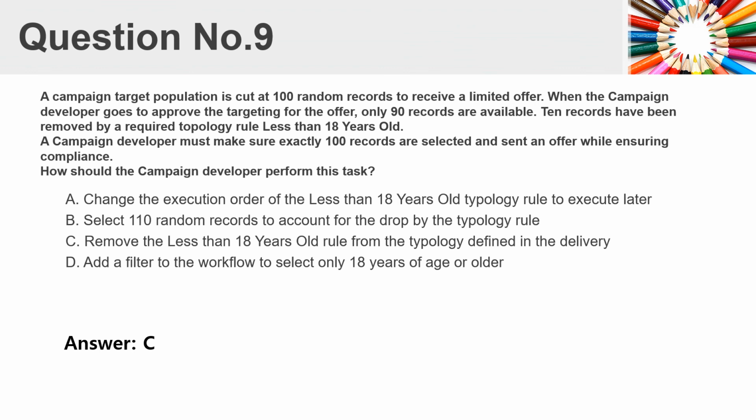A. Change the execution order of the less than 18 years old typology rule to execute later. B. Select 110 random records to account for the drop by the typology rule. C. Remove the less than 18 years old rule from the typology defined in the delivery. D. Add a filter to the workflow to select only 18 years of age or older. Answer. C.